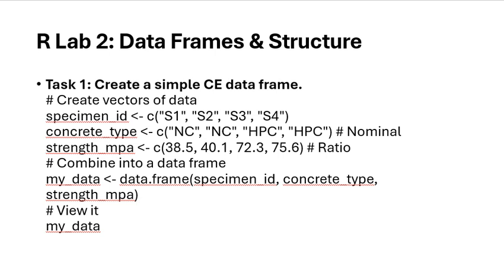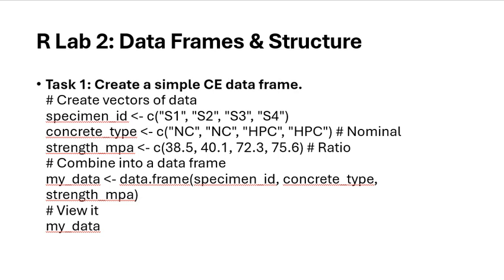And then we have the concrete type. Okay, we have NC and HPC. These are the types of concrete. What does it mean? Which one? NC and HPC. Anyone?